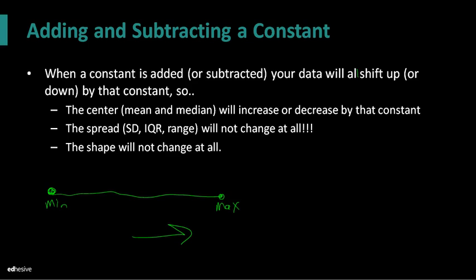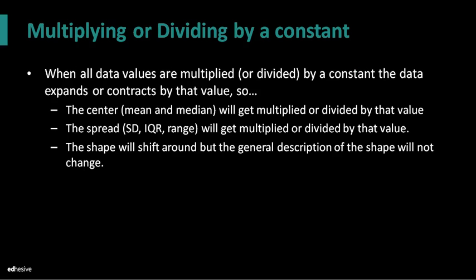If you're skewed right and everybody just moves over a little bit, you're still skewed right. If you're nice and perfectly symmetric and everybody just shifts down, you're still nice and symmetric. So that is how the addition and subtraction of a constant affect your data. All right, what about multiplying or dividing?